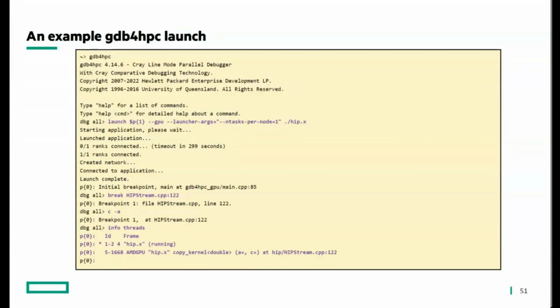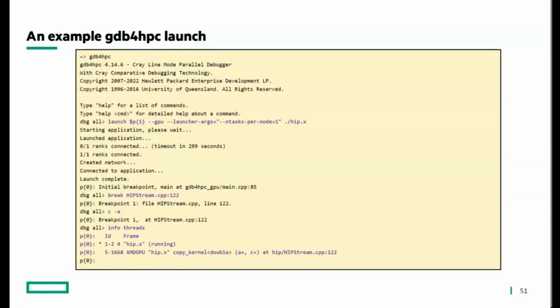We've got an interactive session. We've launched GDB for HPC. We use this launch command to run this pip executable. We set a breakpoint, then continue until it hits the breakpoint, and then we call info on all the threads, which tells us that in this example we are actually running on the GPU. So very simple, but we just wanted to give an idea that these tools are here and working as expected.